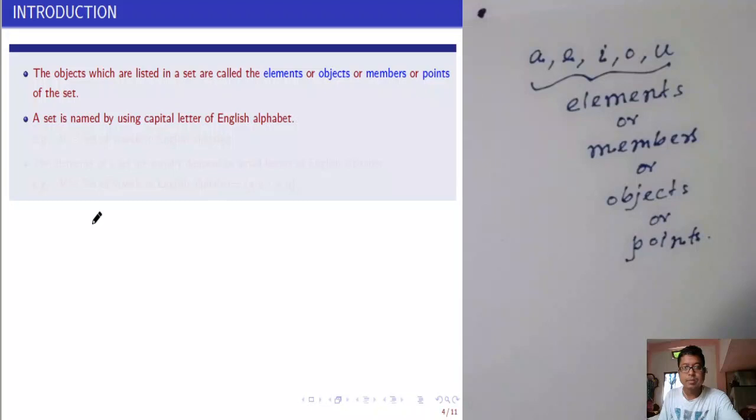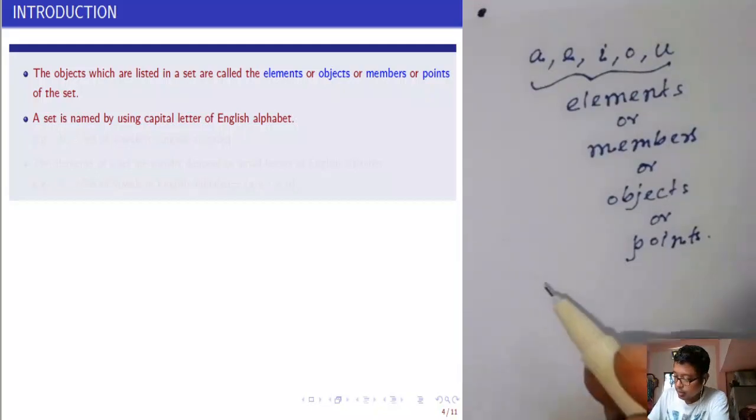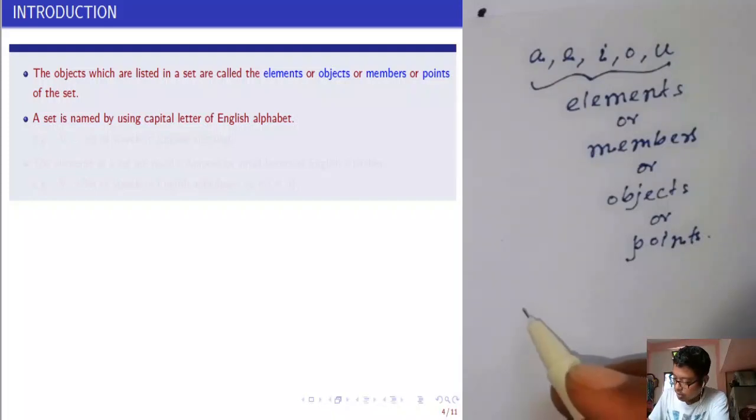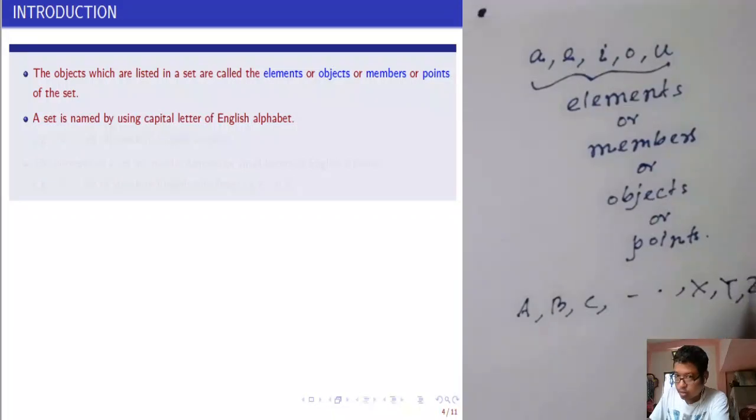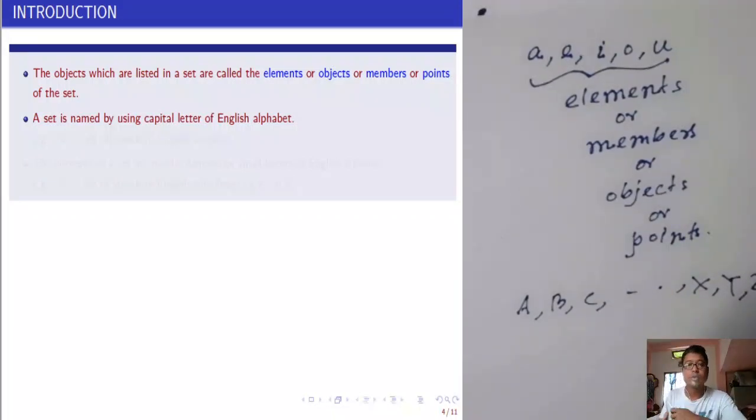A set is named by using a capital letter of the English alphabet. If someone asks me to define a set, then we'll be using capital letters for naming it. We'll be using capital letters to denote the set. V is equal to the set of vowels in the English alphabet. I'm giving a name to the set of vowels, that is capital letter V, but you can use any one of the 26 alphabets.